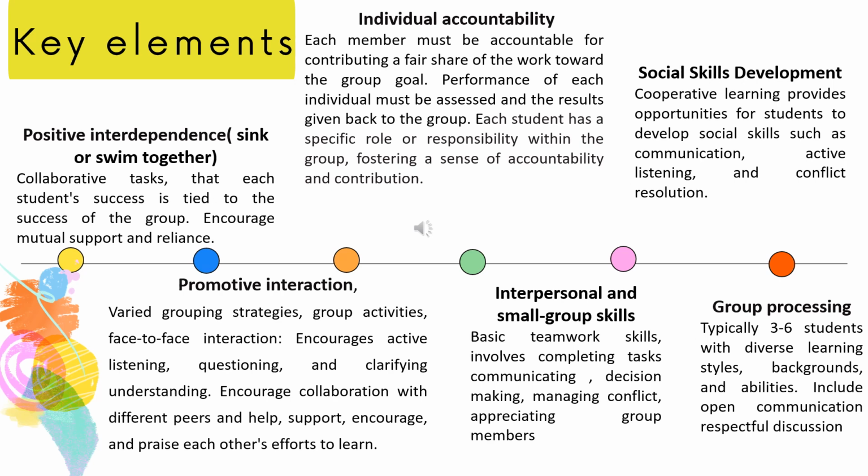And the last is group processing, typically 3 to 6 students with diverse learning styles, backgrounds, and abilities. It includes open communication and respectful decision making.